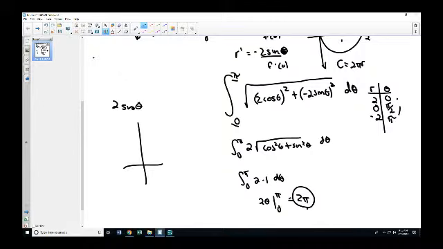Looks like this. Does that mean with polar sine theta is a circle? Yeah. Sine theta. Looks like this. Diameter 1.